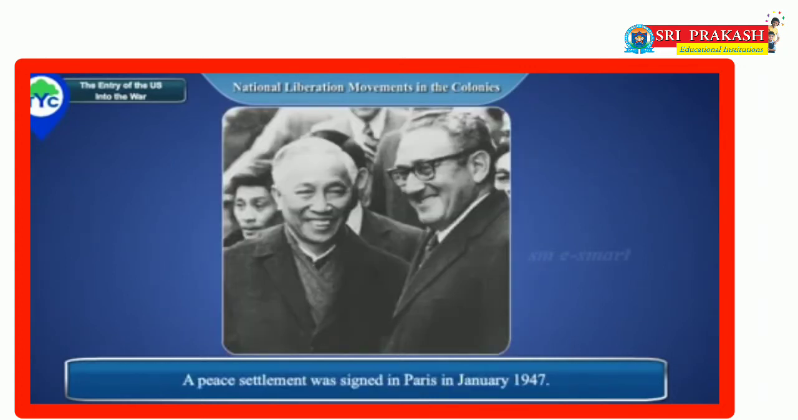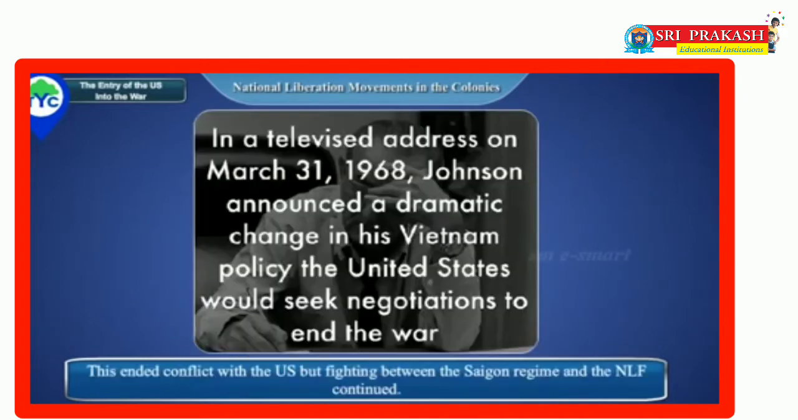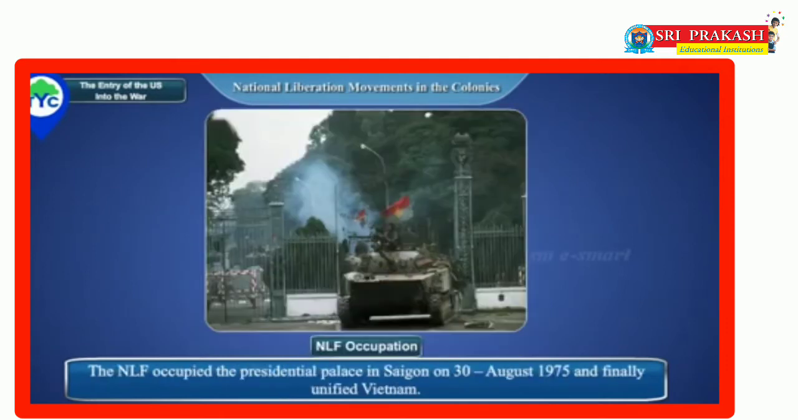A peace settlement was signed in Paris in January 1973. This ended conflict with the US, but fighting between the Saigon regime and the NLF continued. The NLF occupied the presidential palace in Saigon on 30th April 1975 and finally unified Vietnam.